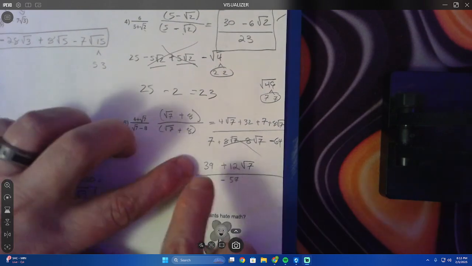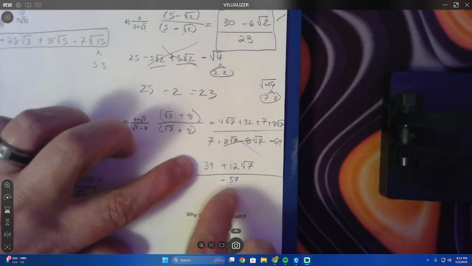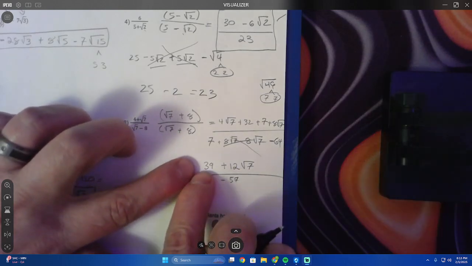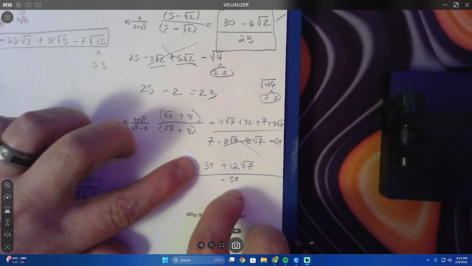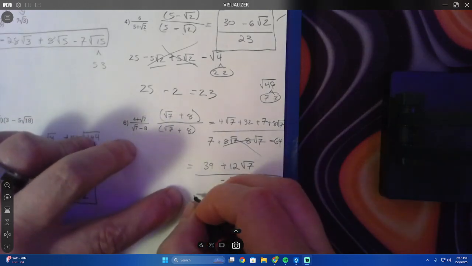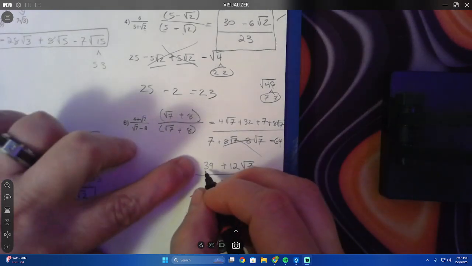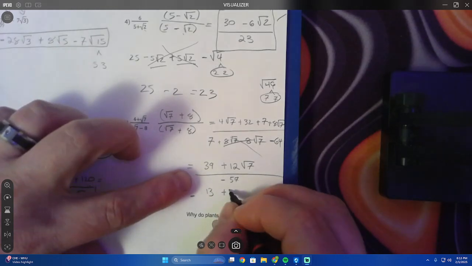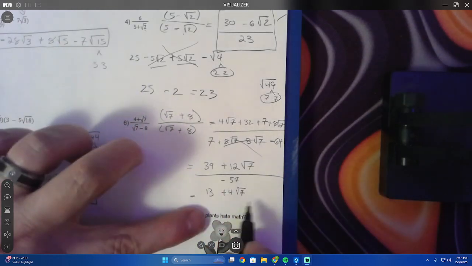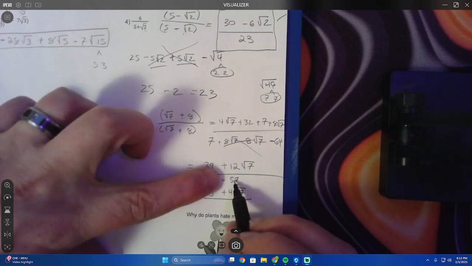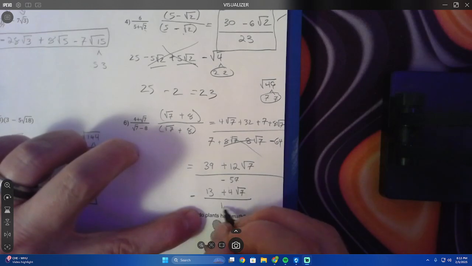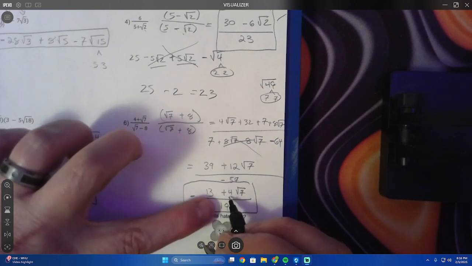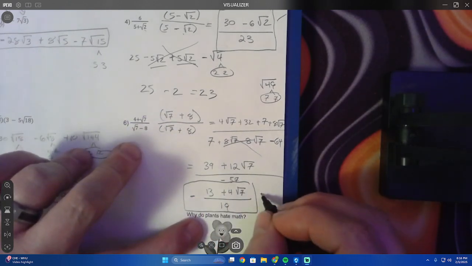All right, now I need to check, is there a number I can divide into 39, 57, and 12? I can. I know 3 goes into 39, 3 goes into 12, and 3 goes into 57. So I'm going to pull that negative out in front. 39 divided by 3 is 13. 12 divided by 3 is 4. Now that doesn't change the square root. Now 57 divided by 3 is 19. So my final answer here is going to be negative 13 plus 4 root 7, all divided by 19.